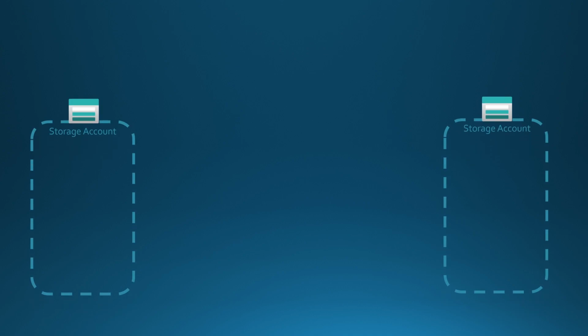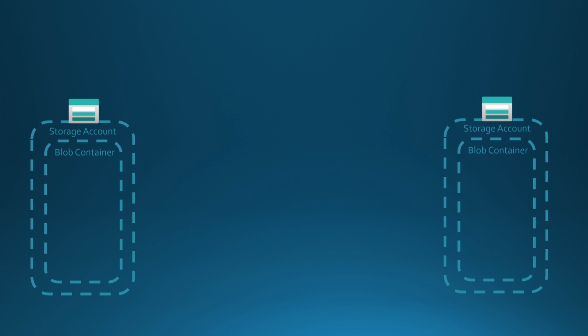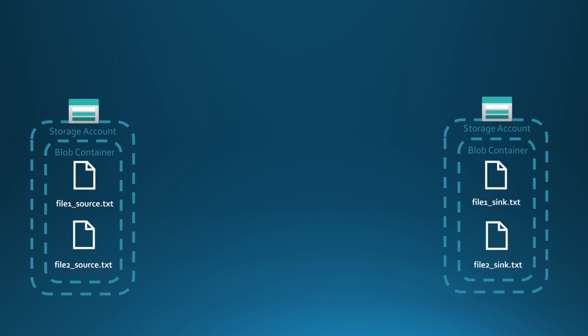Let's start with our setup here. We have two storage accounts, and in both of those storage accounts we have blob containers. In the first blob container we have two files: file1_source.txt and file2_source.txt, and we would like to copy these files to our second blob container and just change the name from _source to _sync.